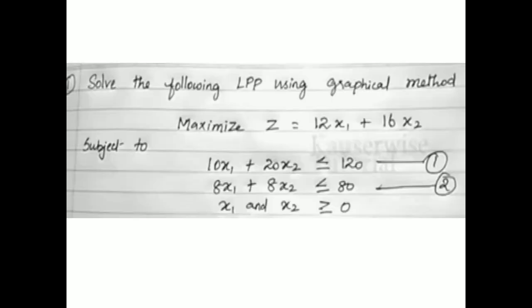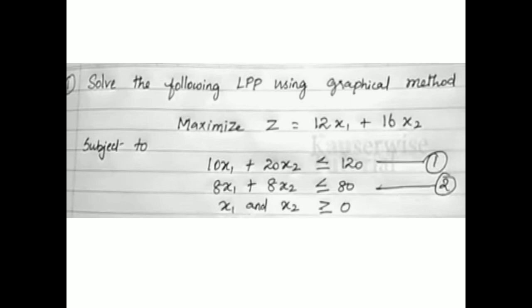Since I have told you that 10x1 plus 20x2 is less than or equal to 120 is the constraint equation 1, and I have already shown you how to obtain the line from this inequality constraint, that is by converting the inequality constraint into the equality constraint, that is 10x1 plus 20x2 is equal to 120, and then obtain the line. Now with the line and with respect to this inequality constraint, that is 10x1 plus 20x2 less than or equal to 120, the area will be less than the line, that is, the shaded area will be below the line.